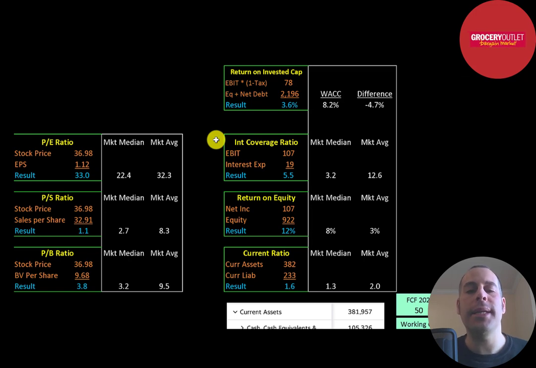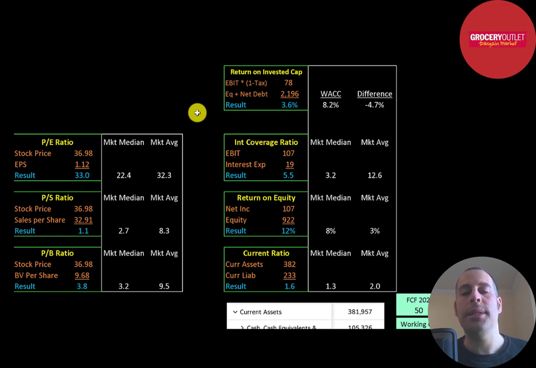Their return on invested capital is only 3.6%. The way you calculate that, you take EBIT times 1 minus the tax rate divided by equity plus net debt, and their WACC is 8.2%, which means they're losing 4.7% on each dollar invested. This indicates they should probably not grow and work on becoming more efficient. This also could be a timing thing where possibly next year or the year after, these numbers would look a lot better.